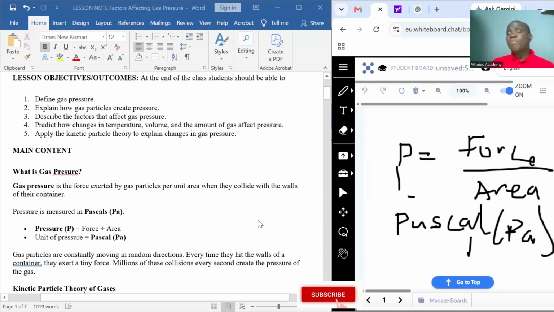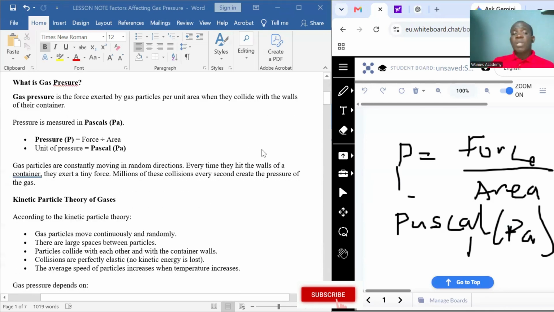Gas particles are constantly moving in random directions. Every time they hit the wall of a container, they exert a tiny pressure. Millions of these collisions every second create the pressure of the gas. Now, let's look at the kinetic theory of matter to explain this concept.